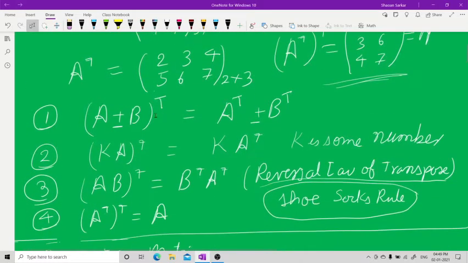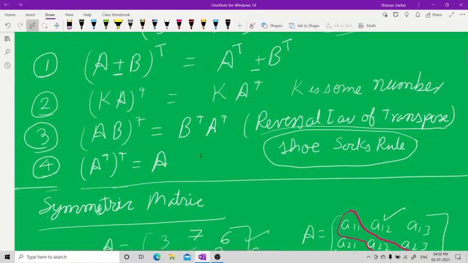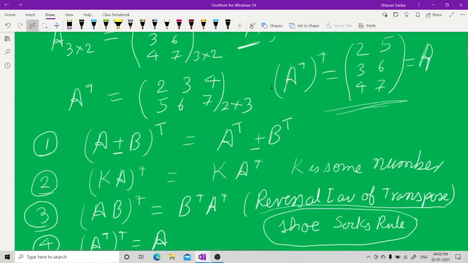Now some properties. (A plus B) transpose is A transpose plus B transpose, and if you put a minus sign, then this is a minus. (kA) transpose is k A transpose, k is some number. Now (AB) transpose is B transpose A transpose. This is known as the reversal law of transpose, also commonly known as the shoe socks rule. Because first you wear your socks, then you wear your shoes. When you take them out, first you take the shoe out, then you take the socks out. A transpose transpose is A, as we just saw.